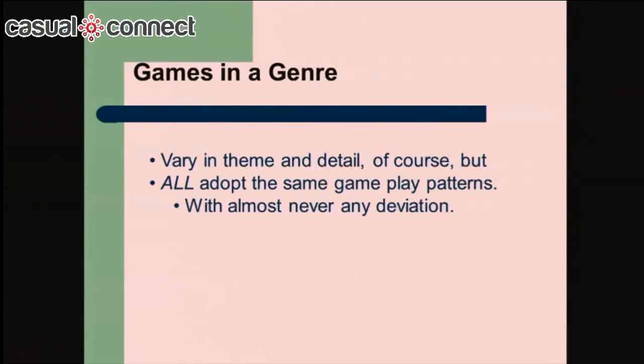So, games in a genre. If we look at games in a genre, it's astonishing how little they vary. They vary in theme and detail, of course, but in almost every case, every game uses exactly the same play patterns with almost never any deviation.